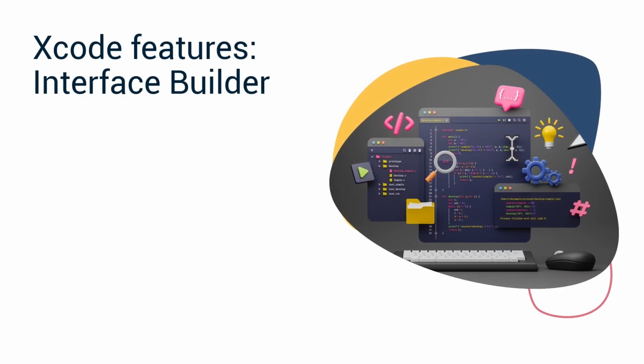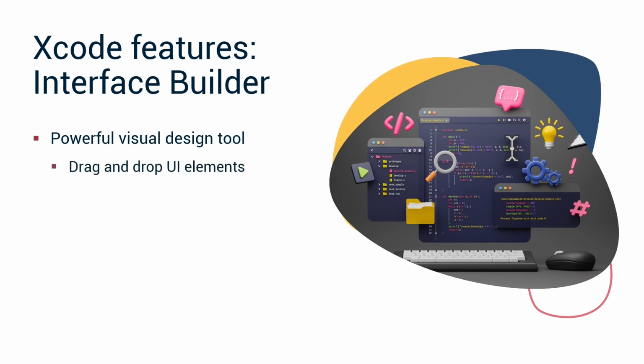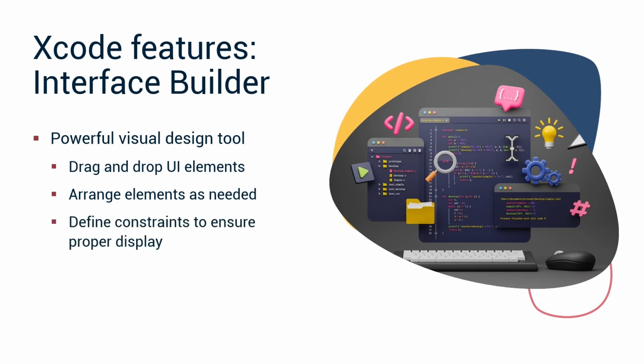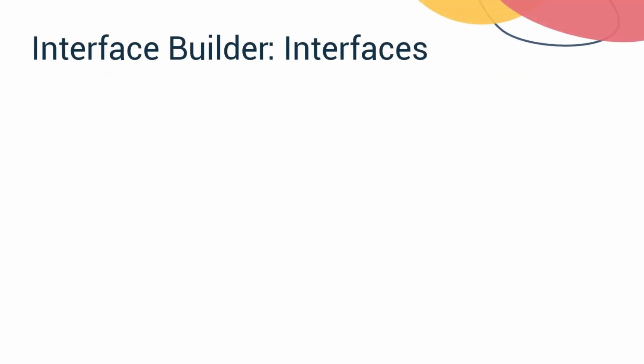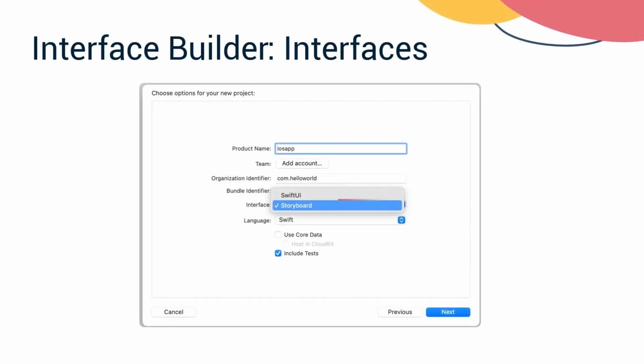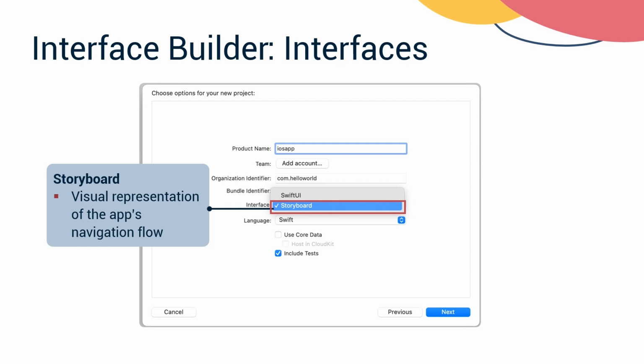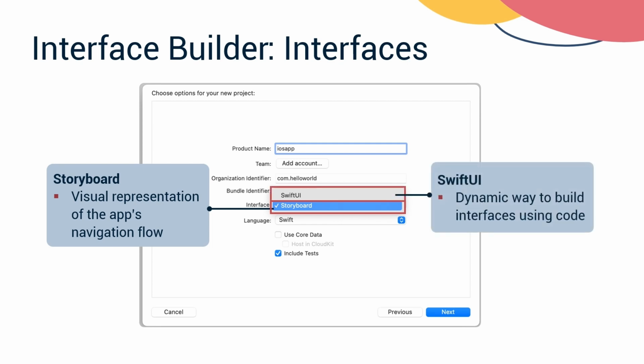Let's begin with the Interface Builder, a powerful Xcode tool for visually designing your app's user interface. The tool enables dragging and dropping UI elements, arranging them as needed, and defining constraints to ensure proper display on different screen sizes. Interface Builder supports 2 interfaces, Storyboard and SwiftUI. Storyboard visually represents your app's navigation flow, while SwiftUI offers a more dynamic way to build interfaces using code.